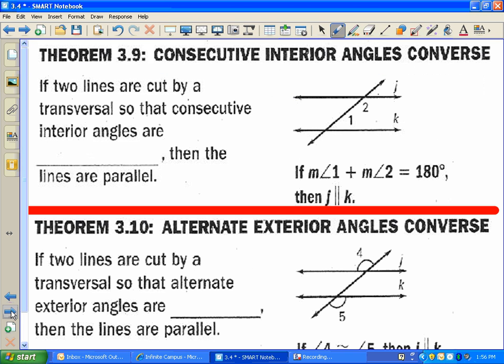All right, consecutive interior angles. They're not congruent. They're the different ones, right? The consecutive interior angles have to be supplementary. What's supplementary mean? Right, they add up and equal 180. So if they add up to equal 180, then you know that these lines, J and K, are going to be parallel.